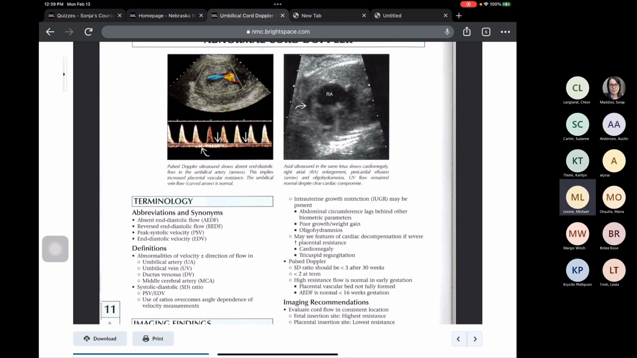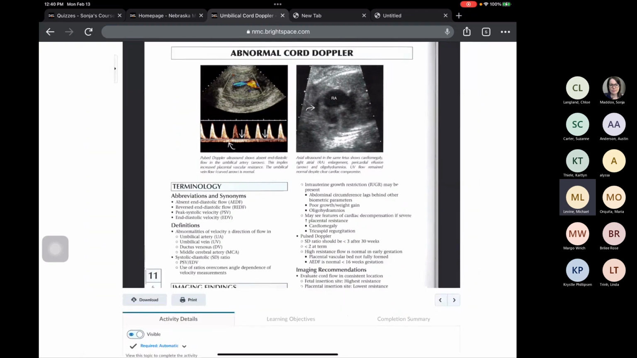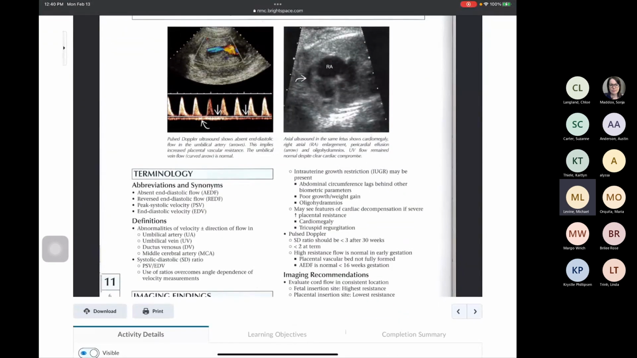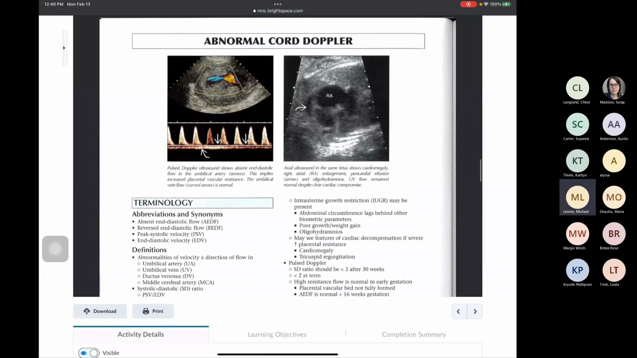If you look at the image on the right, that's the middle cerebral artery, and the image on the bottom is normal. It shows high resistance with very little diastolic flow. If that would reverse, that could be a problem. That would mean, as we said a moment ago, brain sparing and problems with shunting of blood.